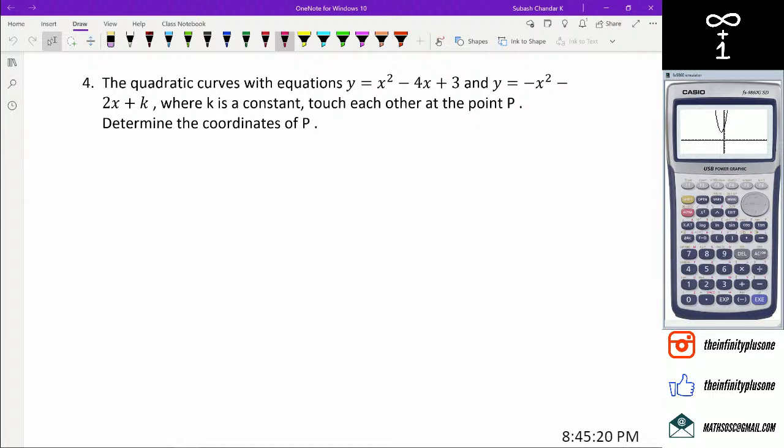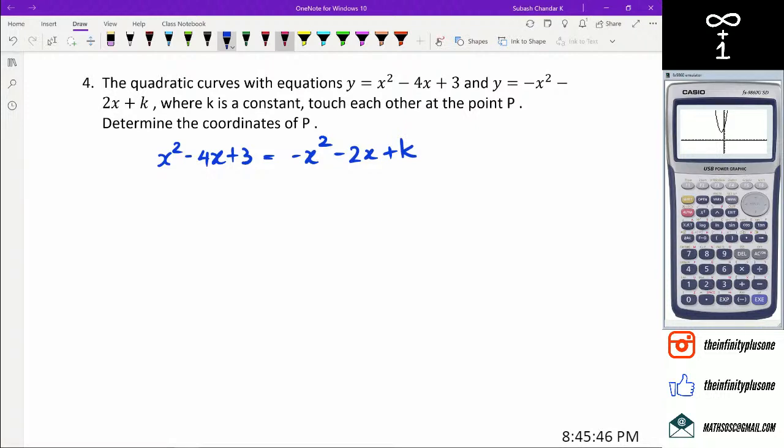So what are we going to do in this case? We're going to put both of these equations equal to each other. So we've got x squared minus 4x plus 3 equals negative x squared minus 2x plus k. Remember that we do have to put them equal to each other because we're trying to figure out where they meet at that point, because both of these parabolas touch each other at the point P.